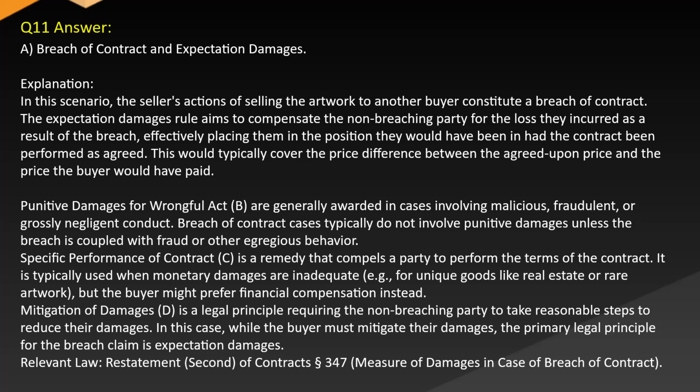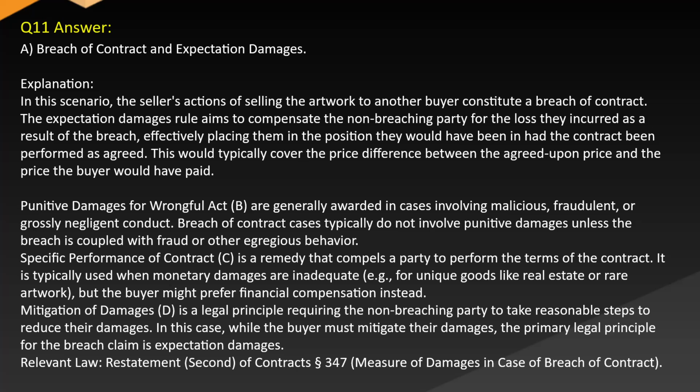Punitive damages for wrongful act, B, are generally awarded in cases involving malicious, fraudulent, or grossly negligent conduct. Breach of contract cases typically do not involve punitive damages unless the breach is coupled with fraud or other egregious behavior. Specific performance of contract, C, is a remedy that compels a party to perform the terms of the contract. It is typically used when monetary damages are inadequate, for unique goods like real estate or rare artwork, but the buyer might prefer financial compensation instead.